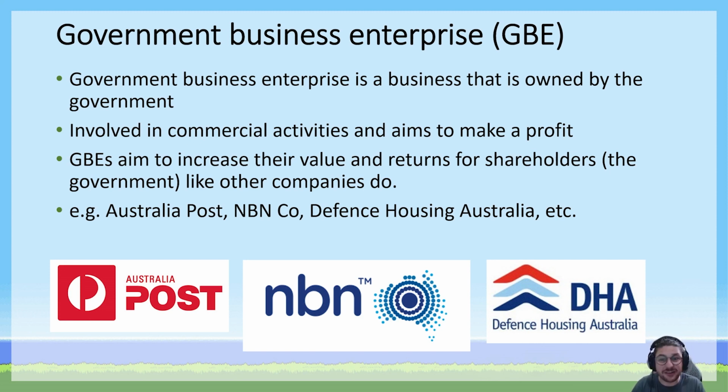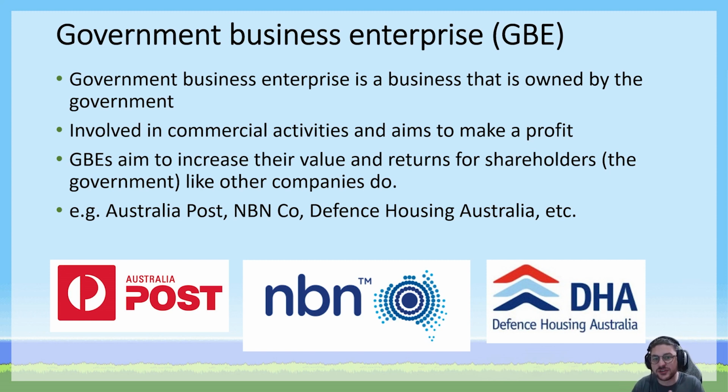The difference between a government business enterprise and any other private limited company is that a government business enterprise has one shareholder, and that shareholder is the government. So Australia Post, NBN Co, and Defence Housing Australia are all examples of current government business enterprises. They have a CEO and a CFO. They work very hard to be profitable and deliver a good service and a good product, but a percentage of their profits is allocated in dividends to their one shareholder, which is the government.